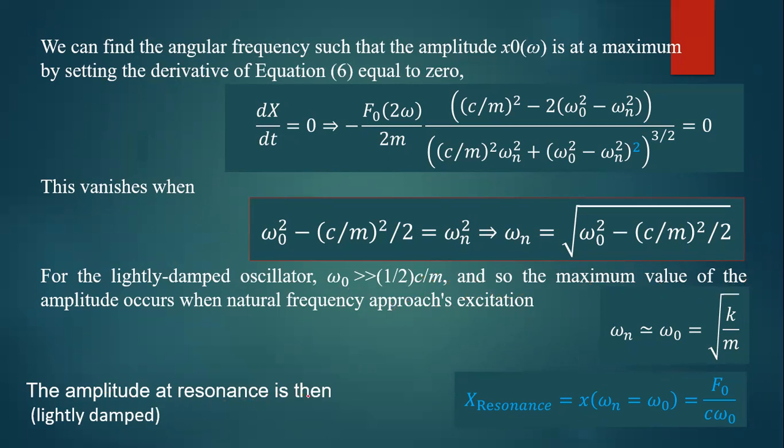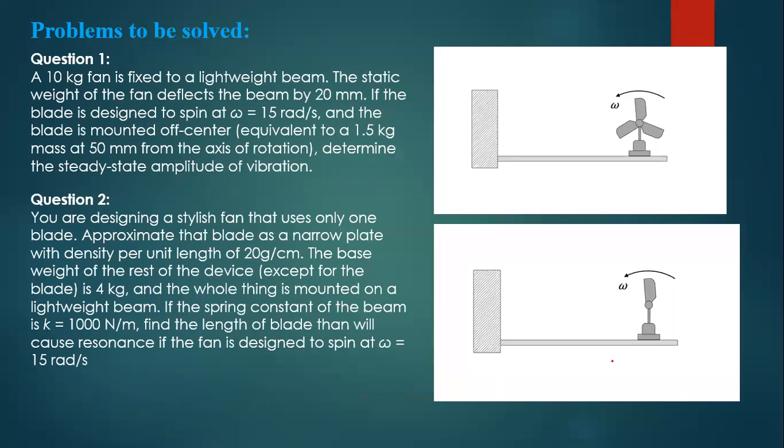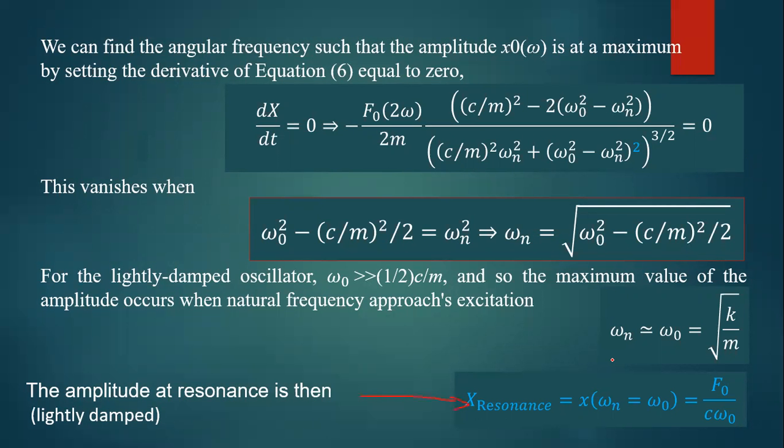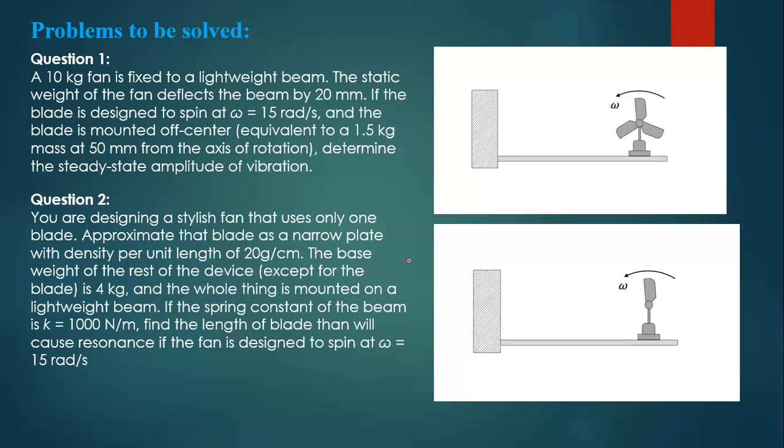The amplitude at resonance will be X resonance, equal to X(ω) at ω equal to ω0, which implies F0 over c ω0. So this is the condition of resonance for sinusoidally forced and damped oscillation. Okay, so let's see some problems.